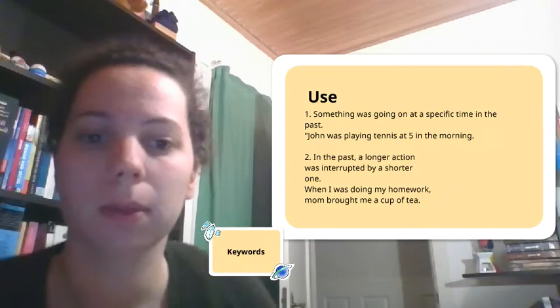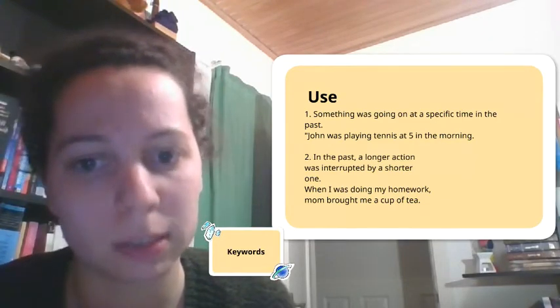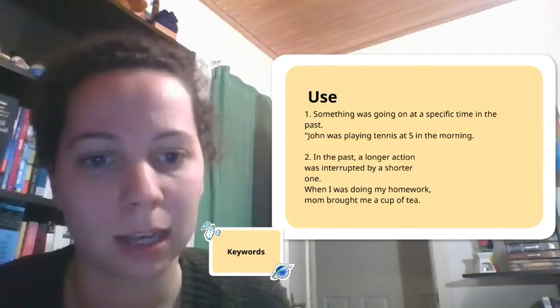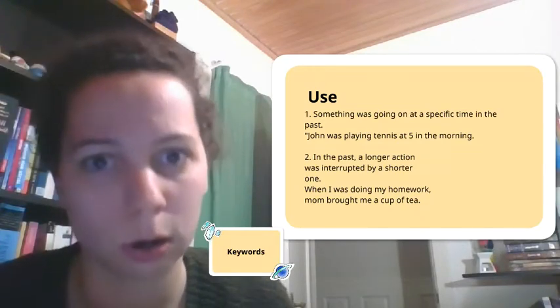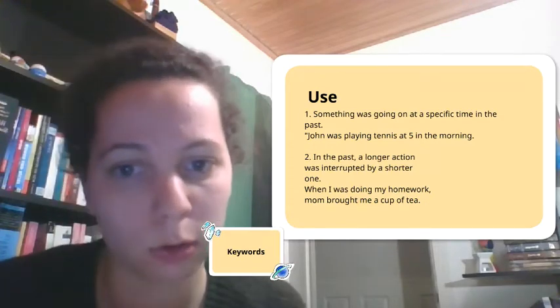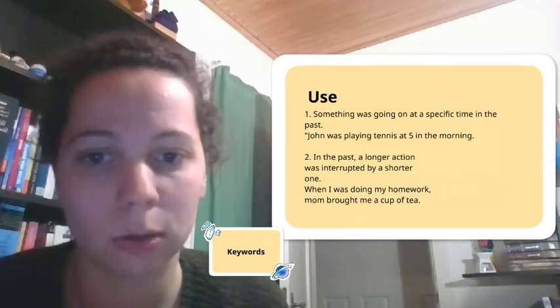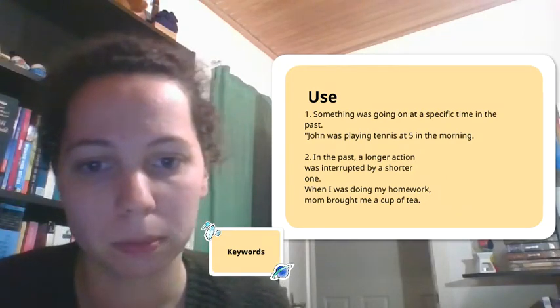Past simple. So past continuous is often combined with past simple in a sentence, and if that's the case, then you're looking at a long and a short action. Een lange actie in het verleden die onderbroken wordt door een korte actie, waarbij de lange actie in de past continuous staat en de korte actie in de past simple.